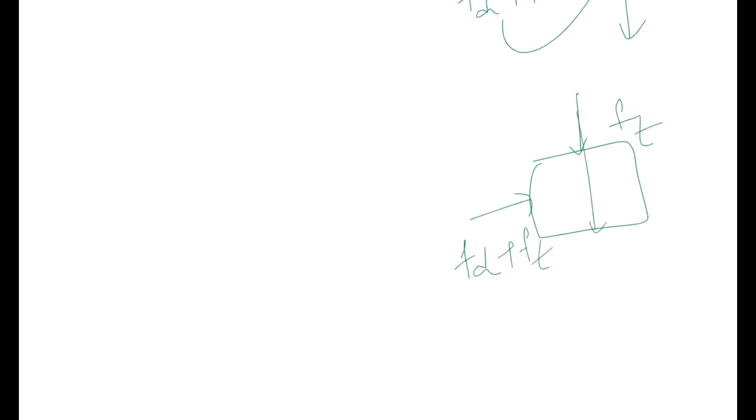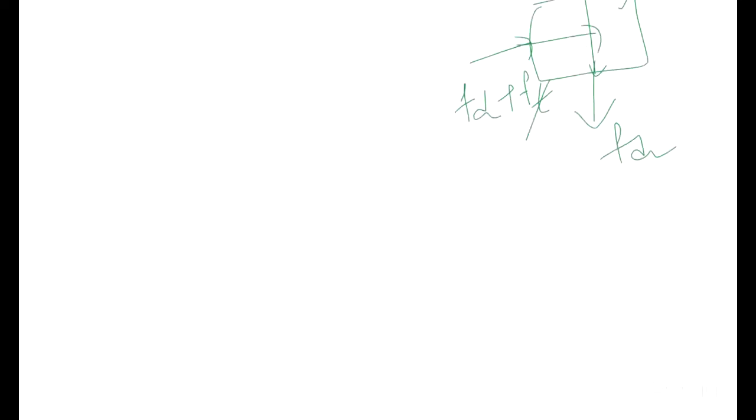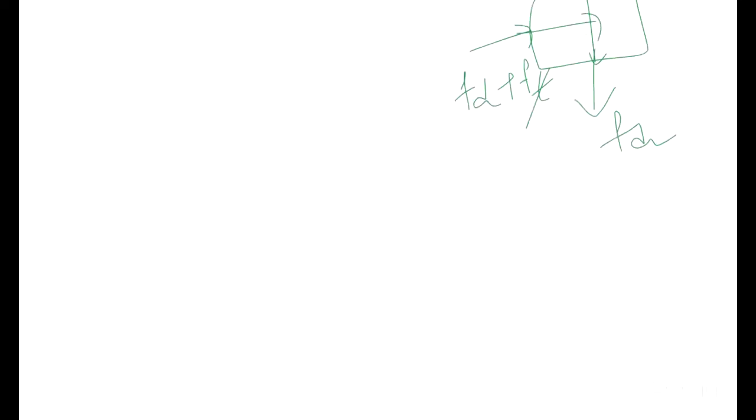So this FT will cancel. What will you get after passing from the duplexer? You will get only FD. After getting FD, this FD is passed to where?